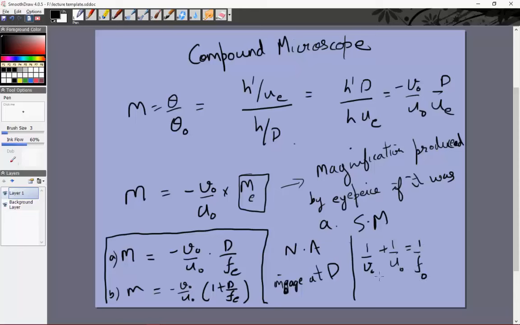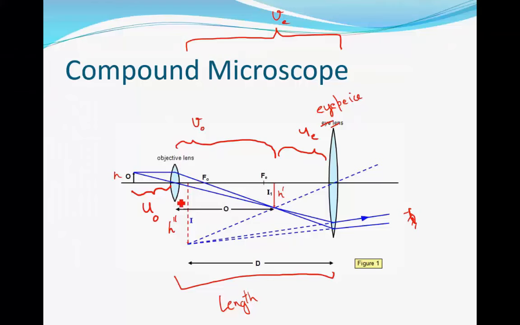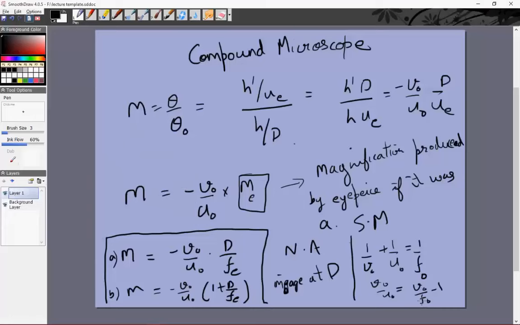And now we'll make a few approximations. The first is that you can see that from the figure as well. We assume that the focal length of the objective is very, very small. So if F naught is very, very small, this term is very, very large, and we can just write V naught by U naught is approximately equal to V naught by F naught, which means minus V naught by U naught approximately equal to minus V naught by F naught. And from that, we can make another approximation, which is that V naught is approximately equal to L, as UE is designed to be small.